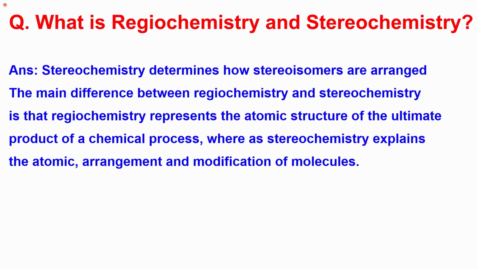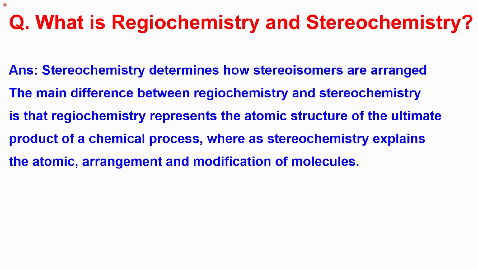Now there is another terminology called regiochemistry and stereochemistry. What is regiochemistry and what is stereochemistry? Still, we have been discussing the stereoisomer and stereochemistry for the last one or two classes, but regioisomer or regiochemistry we never discussed. So the stereochemistry determines how the stereoisomers are arranged.